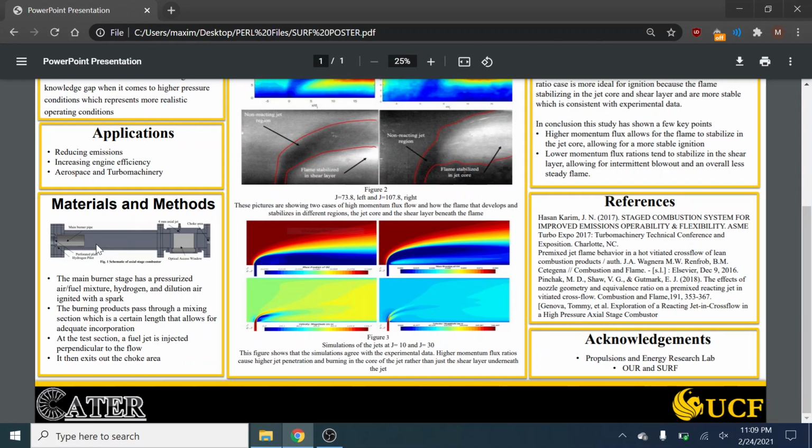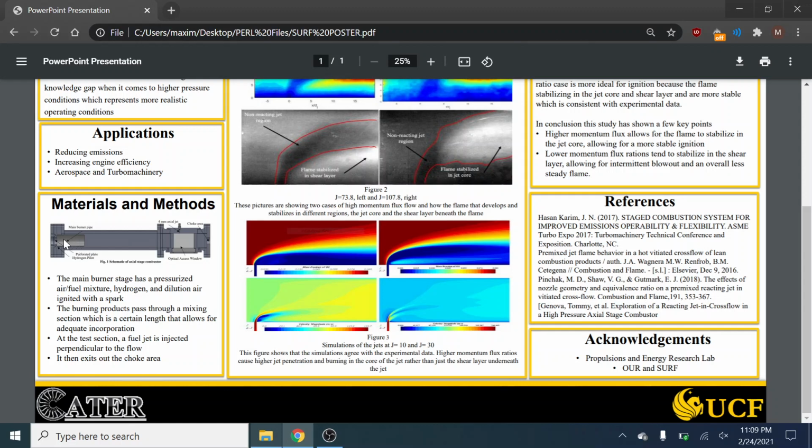Starting out with the testing rig, we first start off with a main burner stage, which has a pressurized air fuel mixture. In this case, we're using methane, a hydrogen pilot, and dilution air. The air fuel mixture is ignited with a spark and is kept stable by that hydrogen pilot.